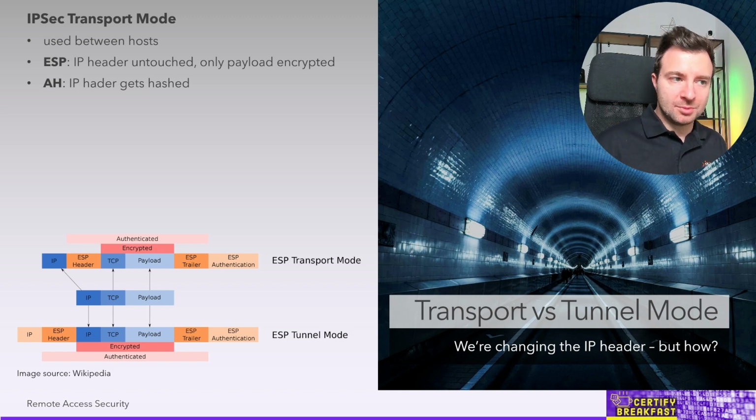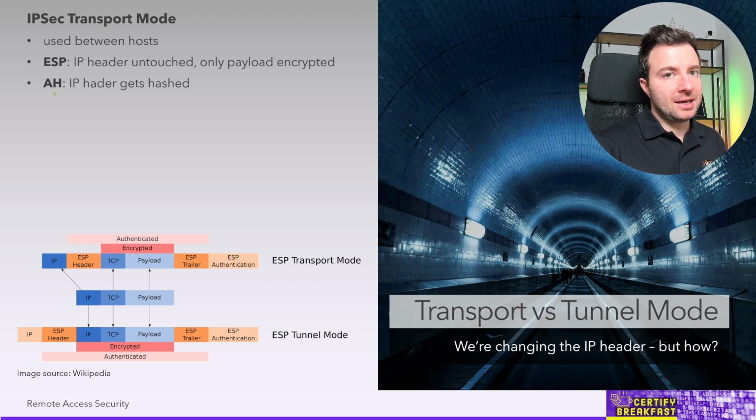Now, with transport mode, just like the name says, what we're doing here, if you're looking at the first part of the picture at the bottom right here, is the fact that the original IP header is left untouched. So we have the original IP, we're adding the ESP and or the AH headers in there, we're protecting whatever follows the original IP header, but we're not touching the original IP header. Now, we could touch it in some way by enabling AH.